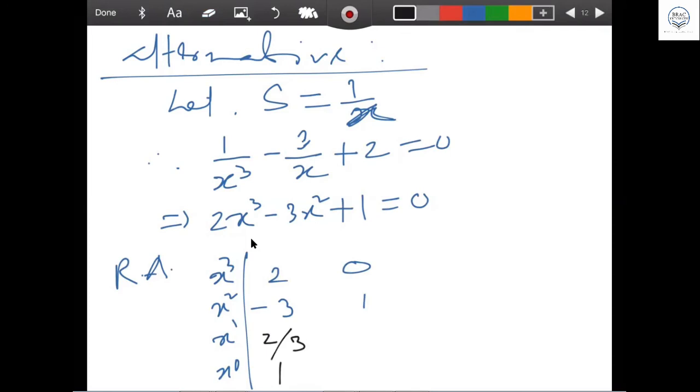Is it? Yep. How many times does the sign change?